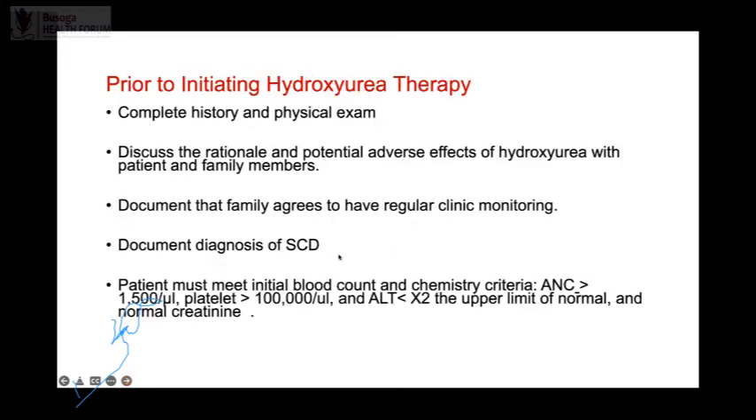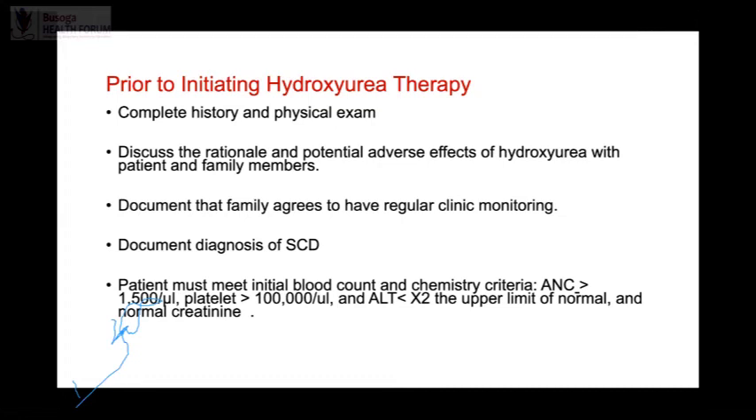So do a complete history and physical examination, discuss the rationale, discuss the potential adverse effects, discuss that you need to have regular monitoring, discuss that they need to be adherent. So starting hydroxyurea is not an emergency. Make sure that your patient is going to adhere to the medication. Make sure that they're able to monitor and make sure that they understand that this is not a cure, it is just disease modifying.